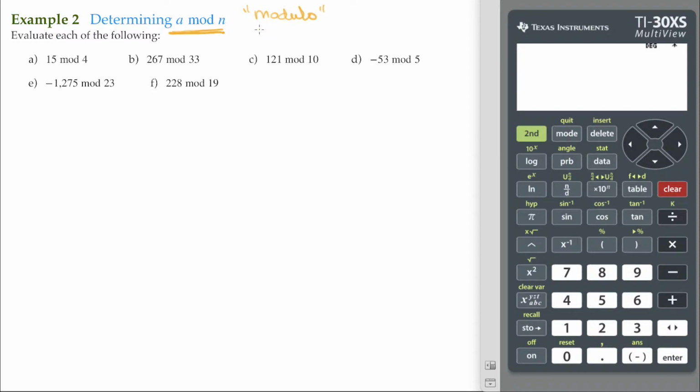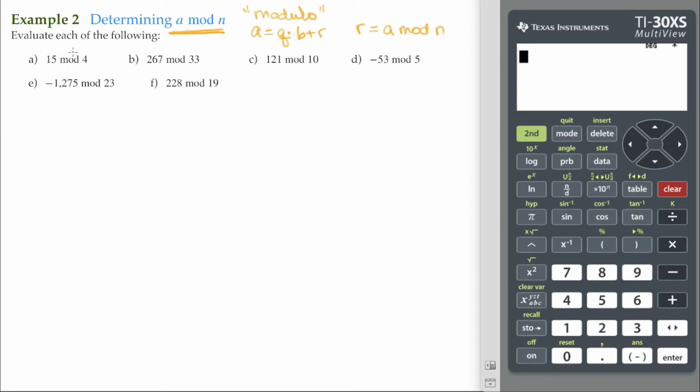So if we know from our division algorithm a is equal to q times b plus r, we can now say that our remainder is equal to a mod n. For these problems here, A through F, we have this 15 modulo 4. 15 we typically know as the dividend, and 4 we typically know as the divisor. We can now give it the name the modulus. So we can think of 4 as the modulus here, 33 is the modulus, but it's actually the divisor.